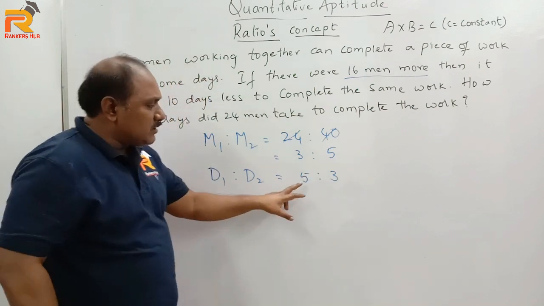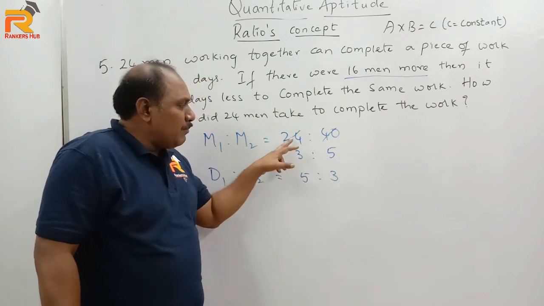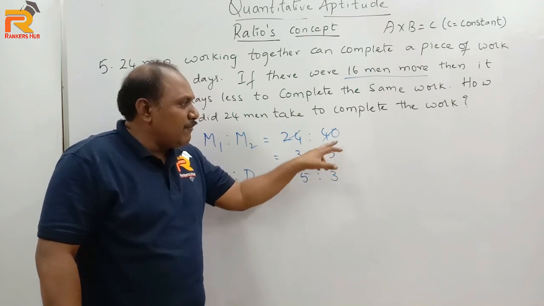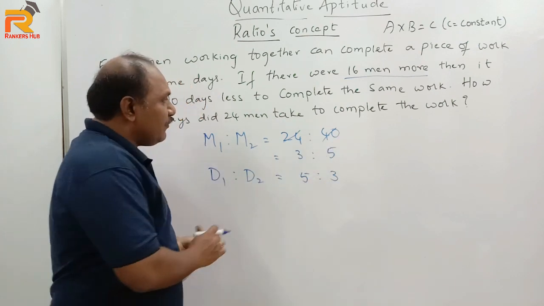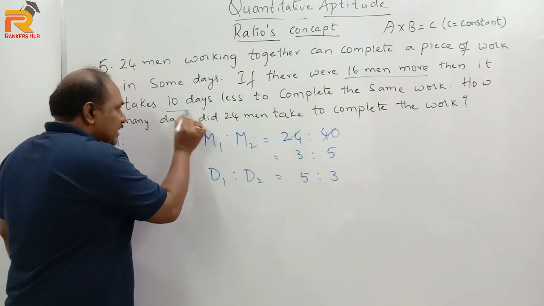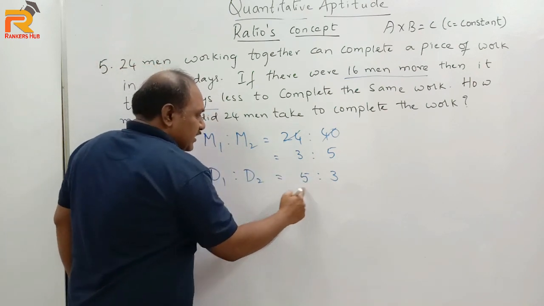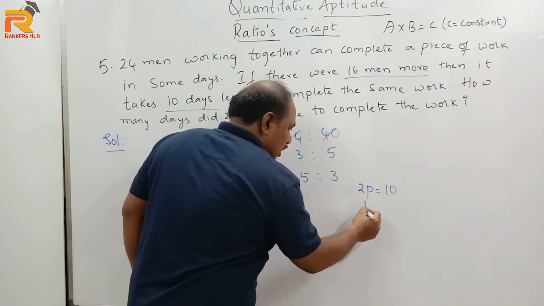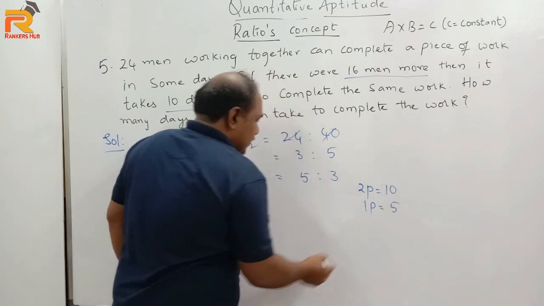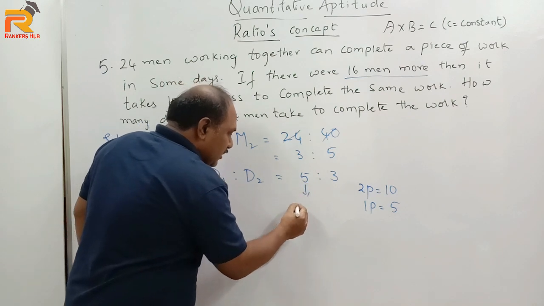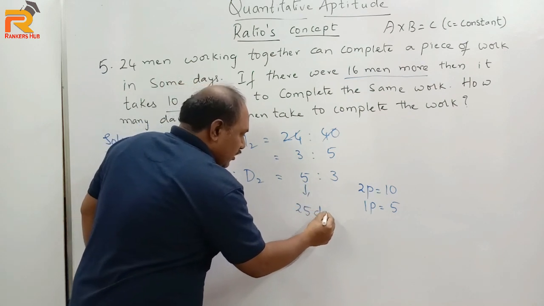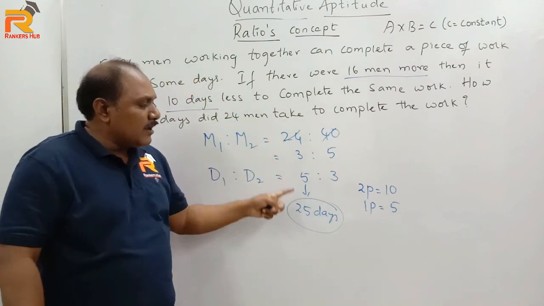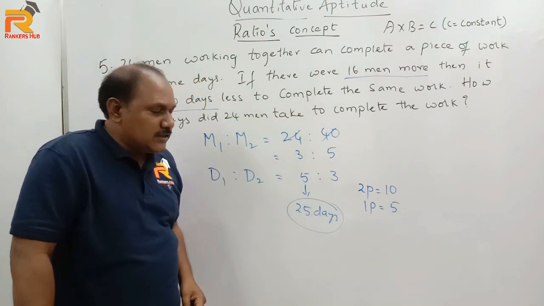So this 5 parts is the initial time taken by 24 men to complete the work, and this 3 parts is the time taken by 40 men to complete the work. And the difference in time, he is saying it is 10 days. So here you can see the difference is 2 parts. So 2 parts is 10 days, 1 part should be 5 days. So the initial time is 5 parts, obviously it should be 25 days. So these 24 men can actually complete the work in 25 days.